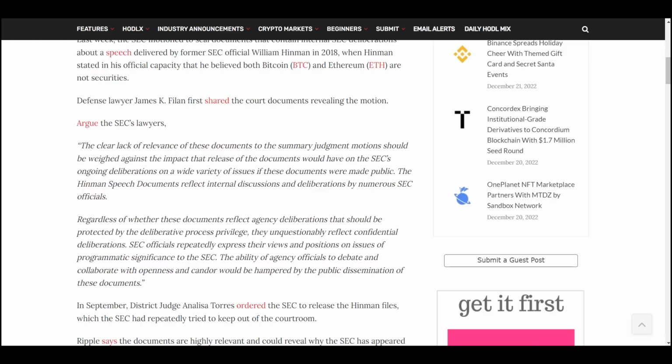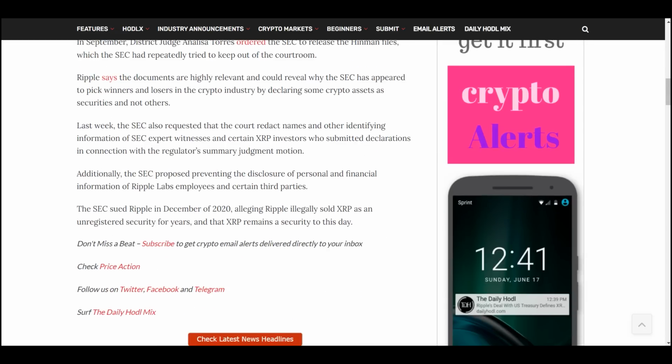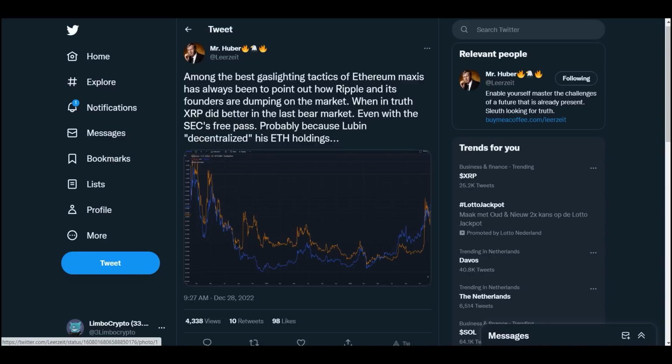If these documents were made public, the Hinman speech documents reflect internal discussions and deliberations by numerous SEC officials. Now, you can guess what is going on there, guys. In September, District Judge Analisa Torres ordered the SEC to release the Hinman files, which the SEC has repeatedly tried to keep out of the courtroom, right? This is ongoing, guys. They don't want to release those documents, and they have been asked a lot of times.